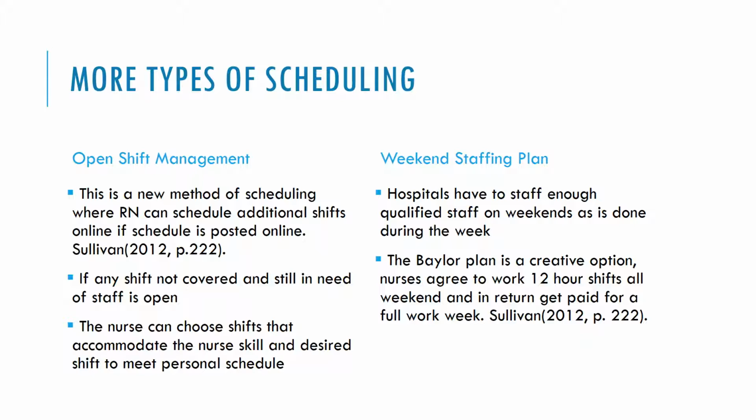Weekend staffing plan is another option where hospitals are required to staff the same qualified nurses and ancillary staff on the weekends as they are during the week. So there's something called the Baylor Plan in our book that talks about the creative options where nurses agree to work 12-hour shifts on their weekends, and in return they get paid for a full 40-hour week.